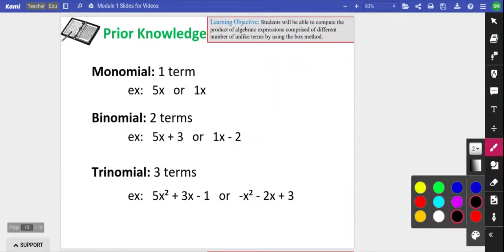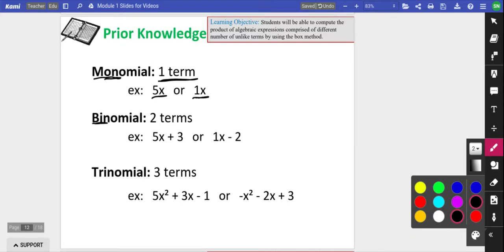So we have the term monomial. Mono means one, that is one term. Example, 5x, 1x. So this is 5 times x and 1 times x. There's no addition or subtraction. That's why it's only one term.